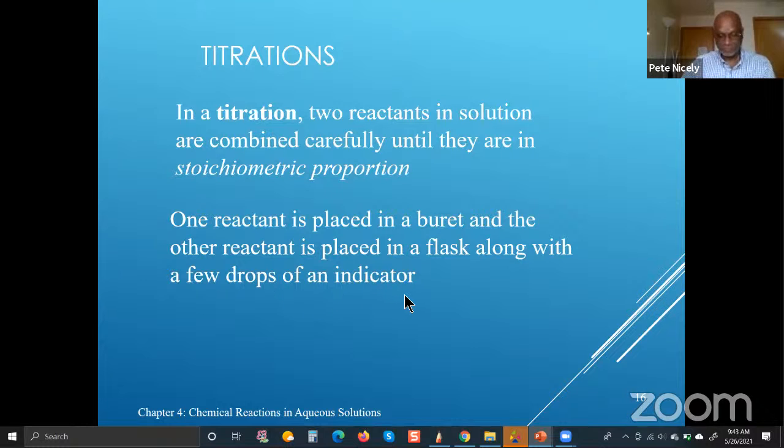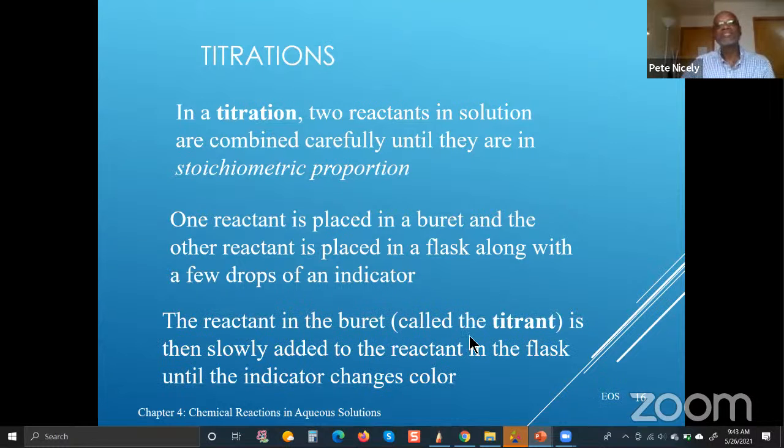And you're going to run the solution from the burette into the flask until you get the color change. Once the color change occurs, you immediately shut off the burette and then you record the volume of the base that is added to the acid. And then you'll do some calculations to determine the concentration of one or the other.